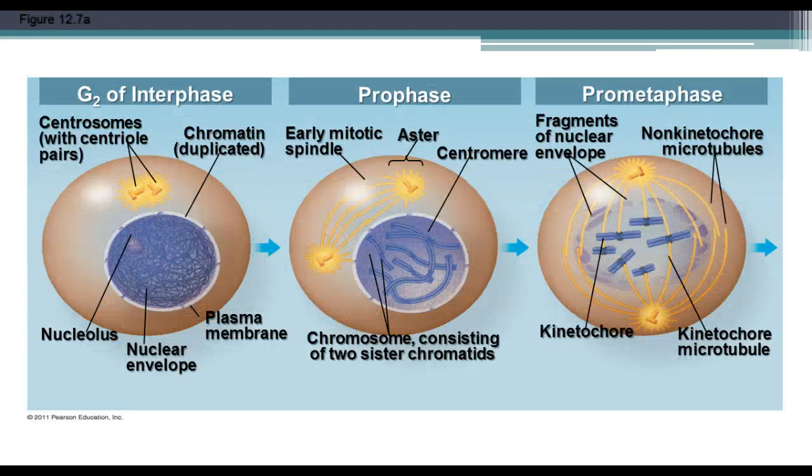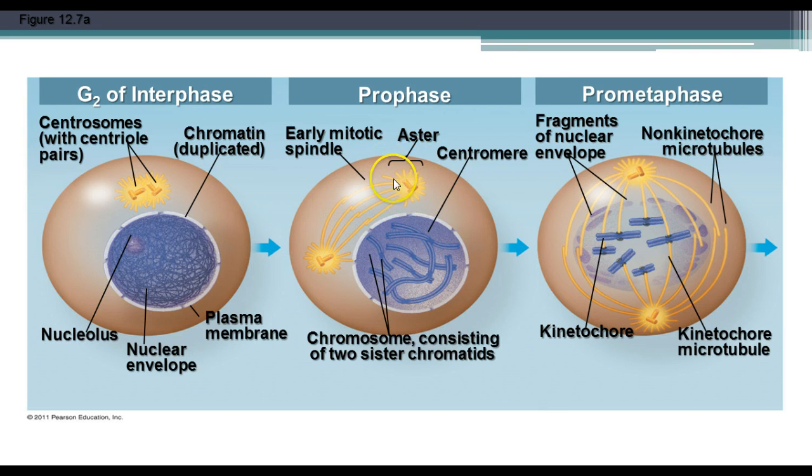So in interphase, we have the cell in its normal state. We cannot see individual chromosomes. However, this says here it's the G2 phase of interphase, so that means the chromatin has already been duplicated. But you still can see the nuclear membrane, you can still see the nucleolus. You can see the centrosomes or the centrioles that have been duplicated here. In prophase, the chromosomes start to condense, and you can see that the chromosomes are consisting of two sister chromatids attached to the centromere. The spindle is starting to form.